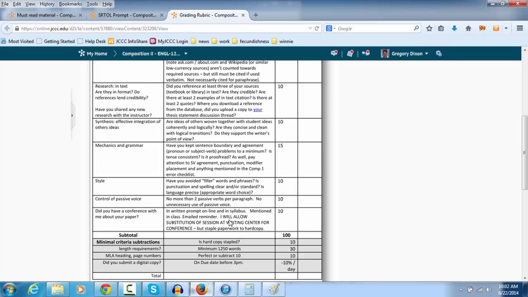passive voice. You have to have a conference either through Skype with me next week or at the Writing Center. I can go to the Writing Center and get proof that you had that conference. Or you can get the yellow sheet, take it home, and take a picture if I don't do that.